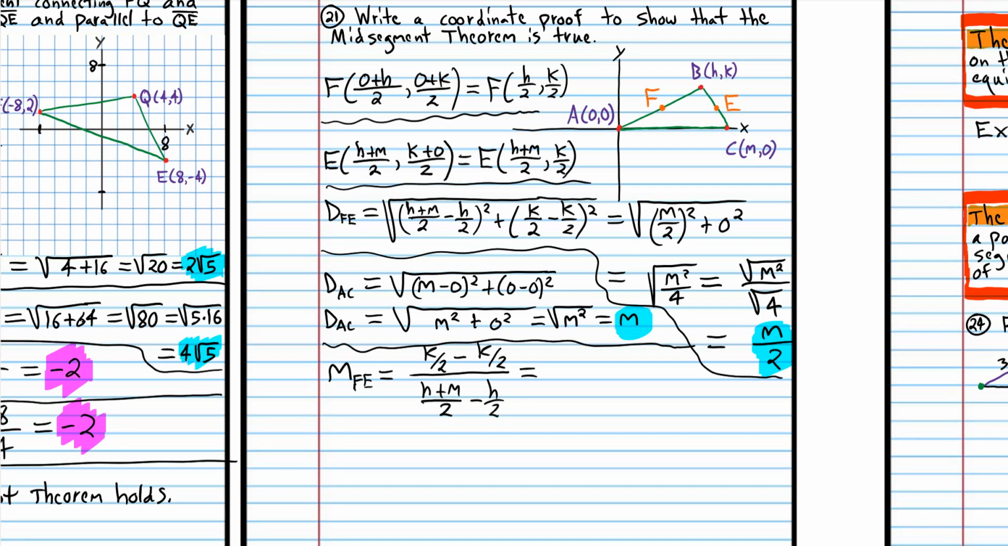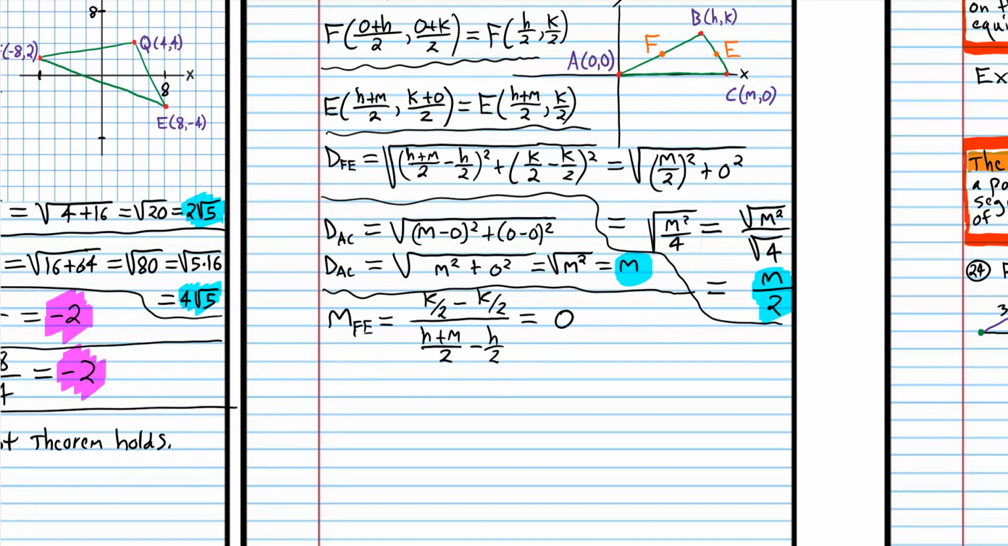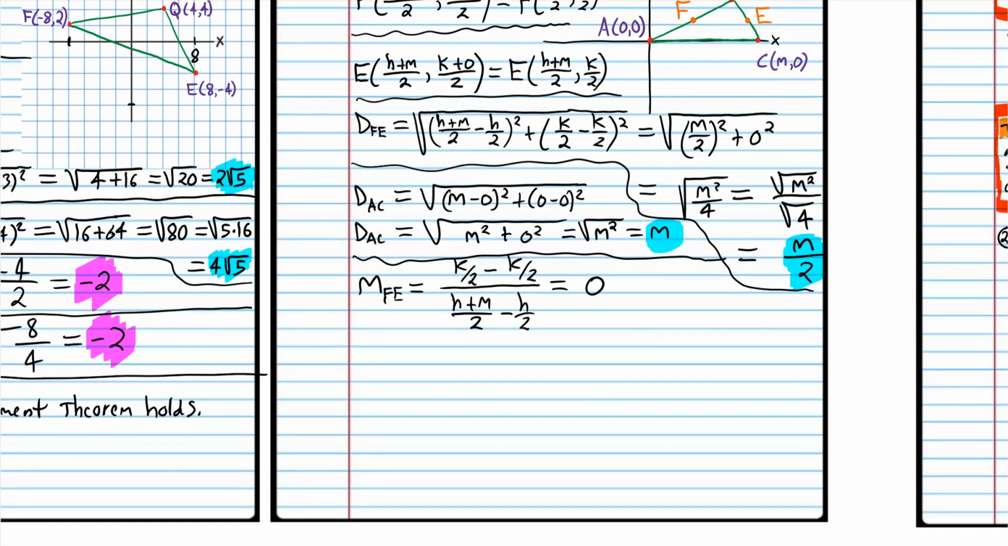K over 2 minus K over 2, that is just going to be 0, obviously. And then the bottom part, we don't really care what that is. We can calculate it if you really want to, but we don't really need to, so we can just put 0. So the slope of the midsegment is 0.